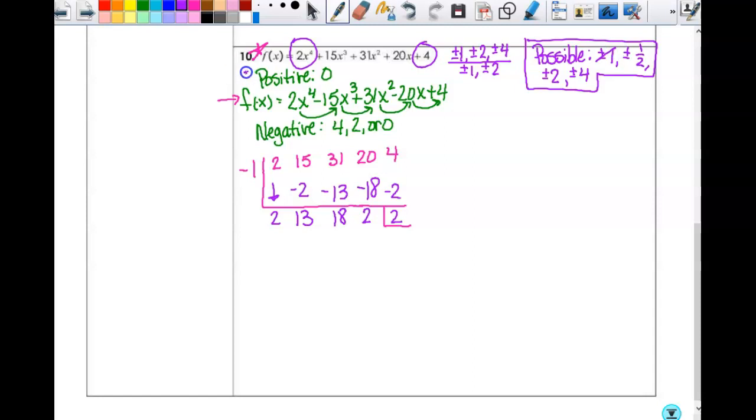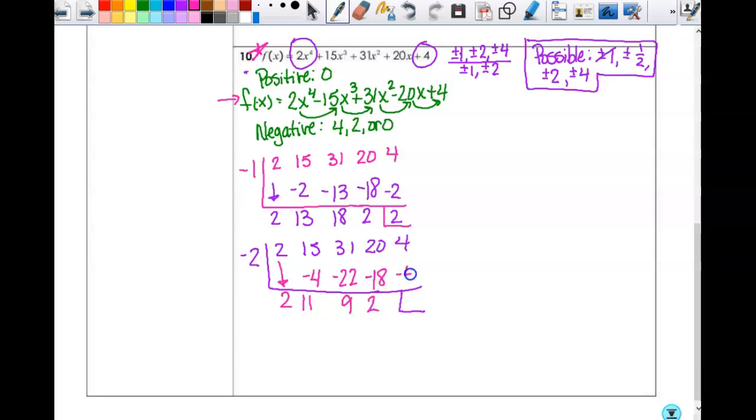But I don't need to do +2. I'm going to do -2. Use the same coefficients, 2, 15, 31, 20, and 4. Bring down my 2. And this becomes -4. Then I get 11, -22, 9, -18, 2, -4, and 0. So this is good. I've got it narrowed down a little bit, so let's write this out and maybe I can factor from here.